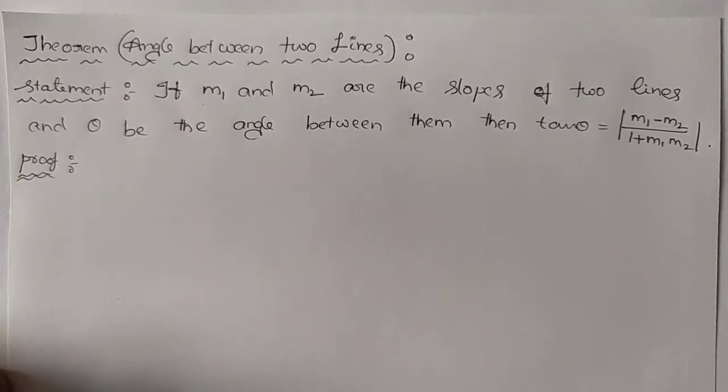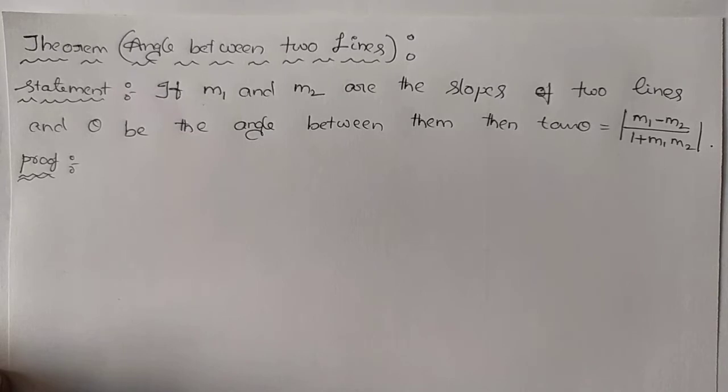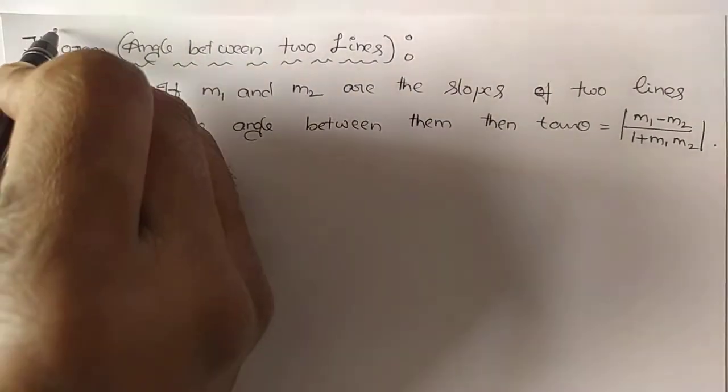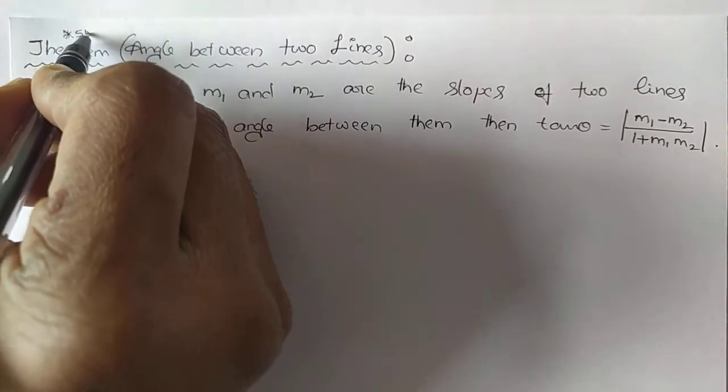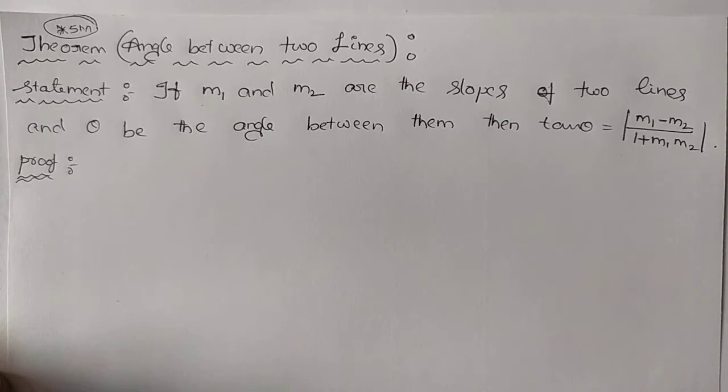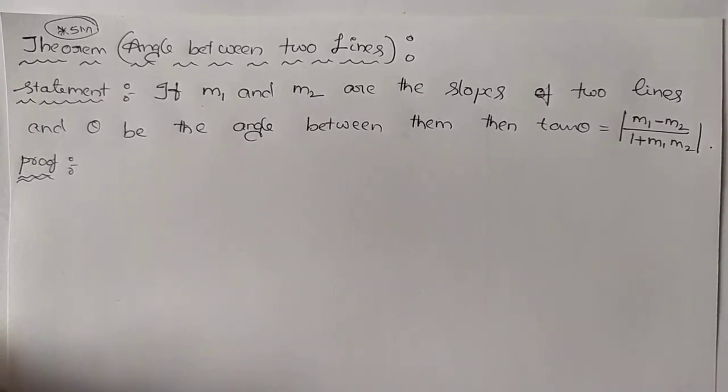In our previous class, we solved the questions belonging to exercise 10.1. In this class, we are going to learn about the theorem on the angle between two lines, which is very important for 5 marks. For 5 marks, the theorem proof is very important.